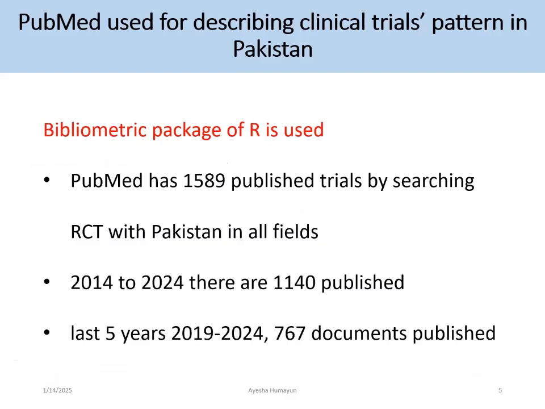Starting with the bibliometric analysis that I have done using PubMed, and the bibliometrix package of R was used for this. The term that was used was RCT, randomized controlled trial, with Pakistan in all fields. By searching RCT on PubMed, I got 1589 published trials, and in the last decade, or 10 years, there are 1140 published trials. So it shows that the majority of these trials are in the last decade. And specifically in the last 5 years, we found 767 documents, and these are again more than two-thirds of the total published trials in the last decade.